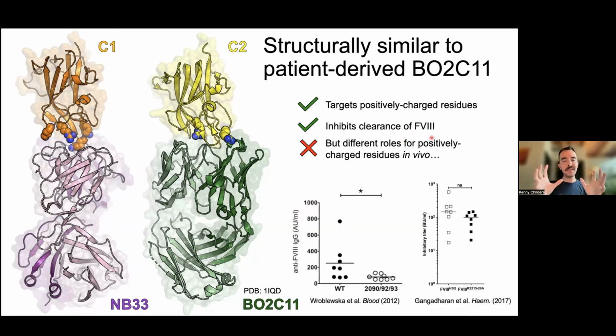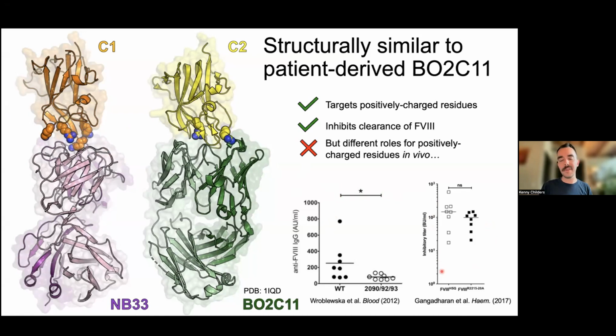However, if we take just factor VIII and we knock out these positively charged residues, it turns out they have different results. So if we take the positively charged residues in the C1 domain and knock them out, we get a statistically significant drop in the immunogenicity of factor VIII. So not only are we looking at the clearance, but we're looking at how those positively charged residues influence the immune response to factor VIII. So if we take those positively charged residues in the C1 domain and knock them out, we can reduce the immunogenicity of factor VIII. But that's not the case with the C2 domain.